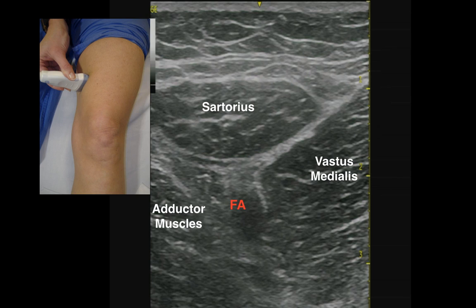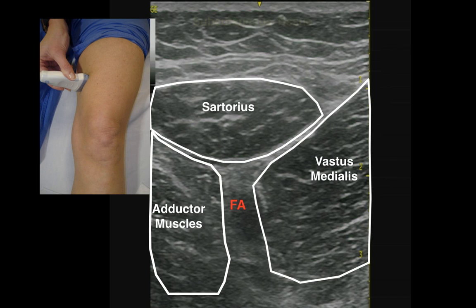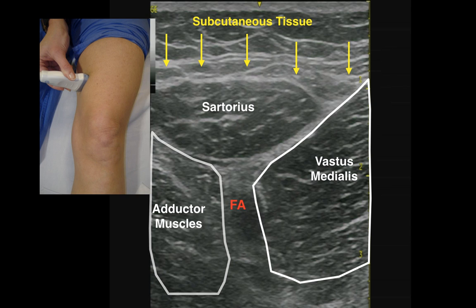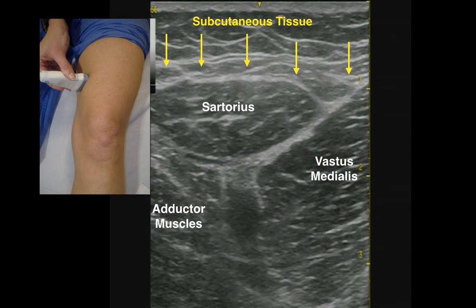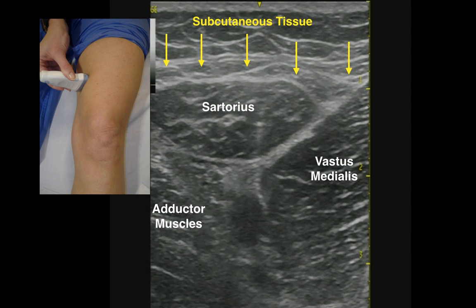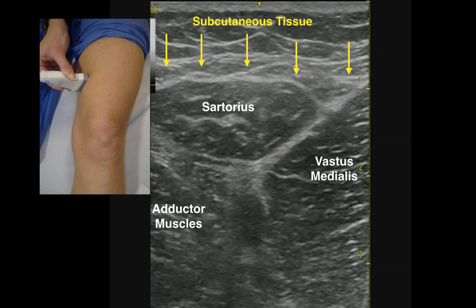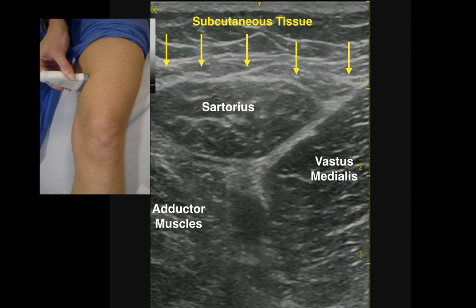In this example, an out-of-plane injection is performed at the level of the adductor canal. Note the needle advancing through the sartorius muscle. Injection adjacent to the superficial surface of the femoral artery results in extensive distribution of local anesthetic throughout the adductor canal.